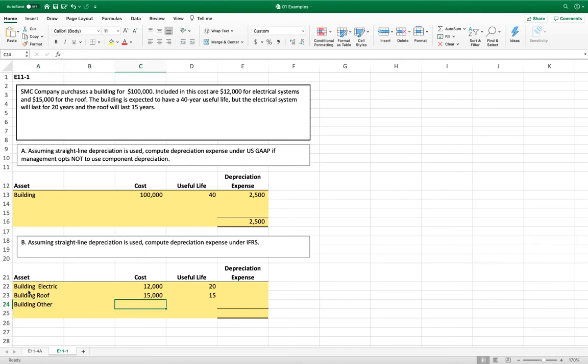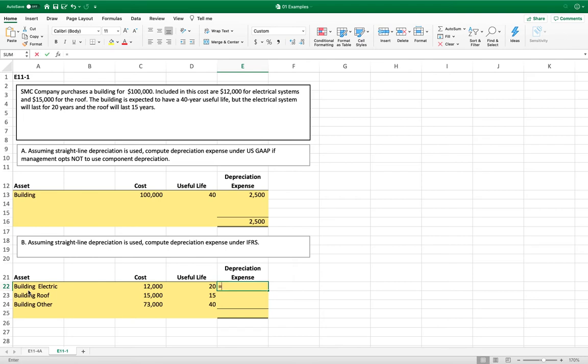So should this still be $100,000? Well, no, because we've already carved out $12,000 that we're going to depreciate someplace else and $15,000 that we're going to depreciate someplace else. So this one is going to be our $100,000 minus any components that we've already taken out to depreciate separately. So that's minus our $12,000 and minus our $15,000, which leaves us with $73,000 left over that's going to be depreciated over the full life of the building, which was that 40 years.